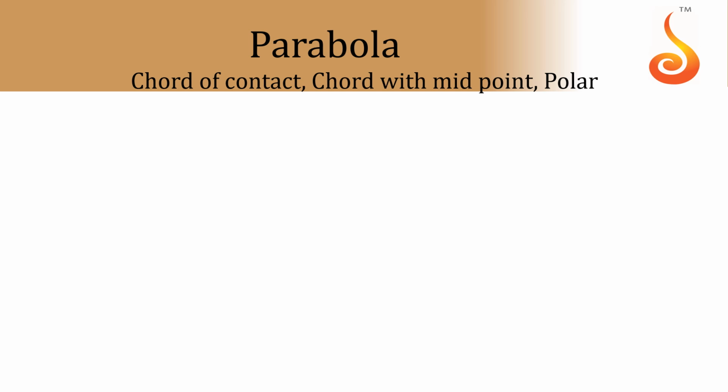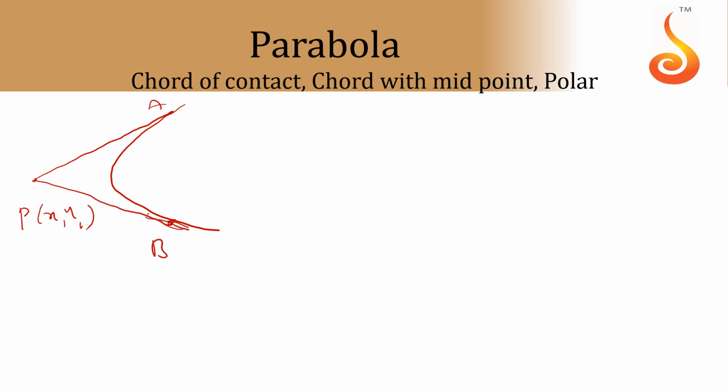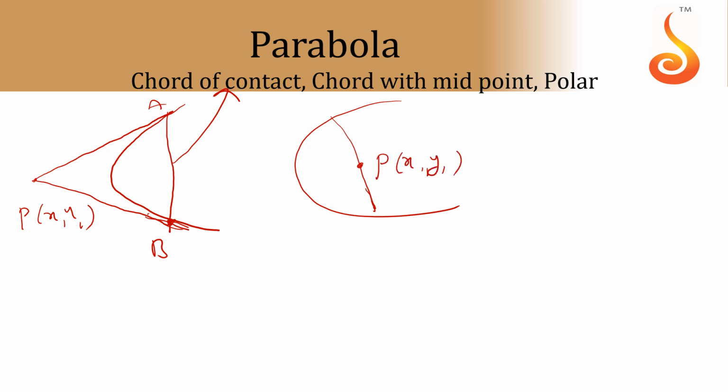Let us discuss chord of contact, chord with midpoint, and polar. Suppose you take a parabola and a point P x1 y1 outside; you can draw two tangents. Let PA and PB be the tangents. Then the chord AB is called the chord of contact. Now if there is a chord for the parabola with midpoint x1 y1, the equation of that chord will be S1 equal to S11. What is the equation of the chord of contact? S1 equal to 0.